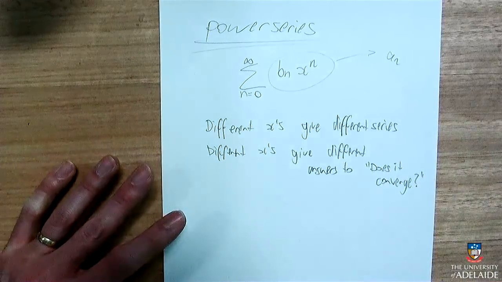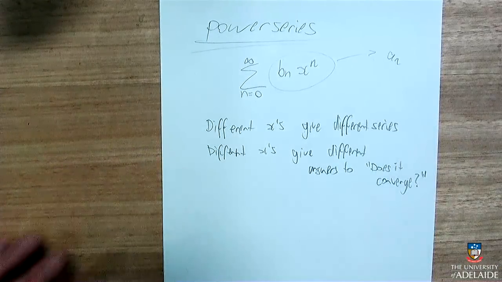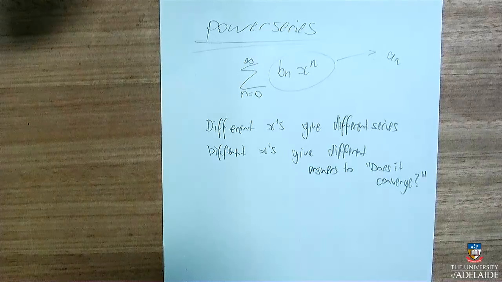So they give different answers, they give different series, slightly, and different x's give different answers to does it converge. So if it does converge, then technically this is a function. It takes x, it produces a series, and we add it up, and whatever number that is, that's the answer for the function. But if it doesn't converge, it's not really anything. It just takes x and produces this symbol that doesn't mean anything really. It's not a proper number at all.